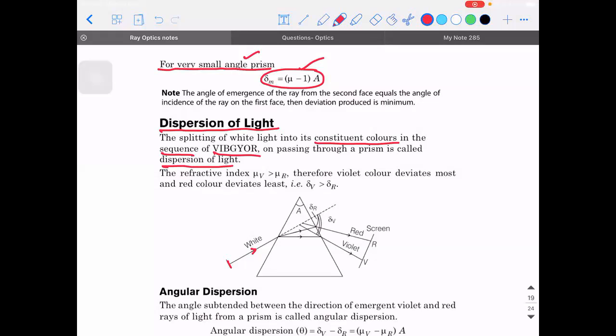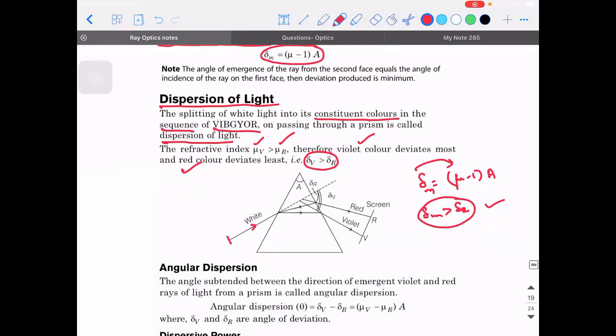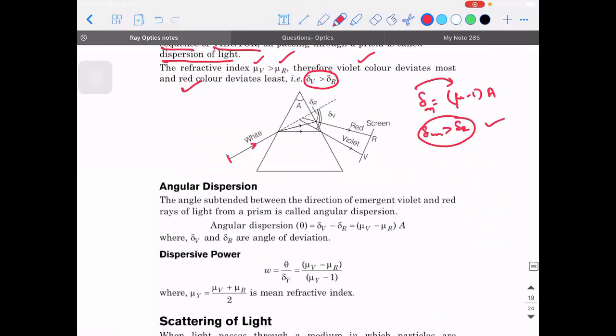So if you take mu V and mu R as the refractive indices for the violet and the red color, then delta V is going to be greater than delta R, because delta is going to be (mu minus 1) into A. If you take it as a small prism, then it is easy for you to find. So delta m is directly proportional to mu. So mu V is greater than mu R, so delta V will be greater than delta R. This is one way of understanding that. So this is a concept that is not there.